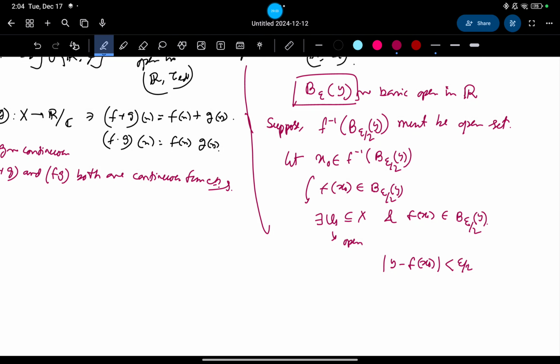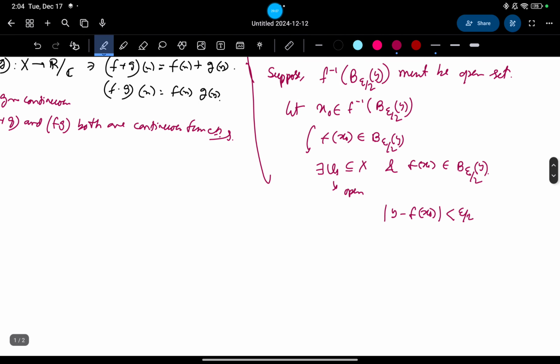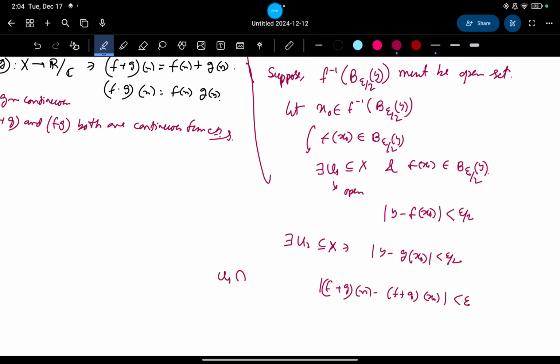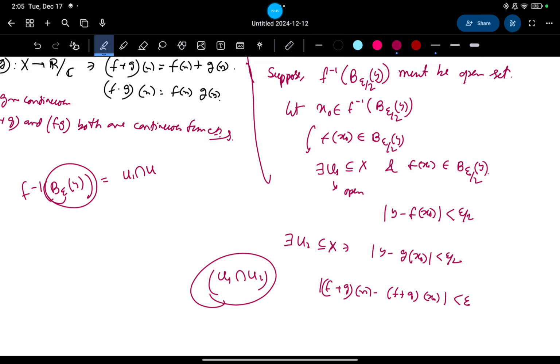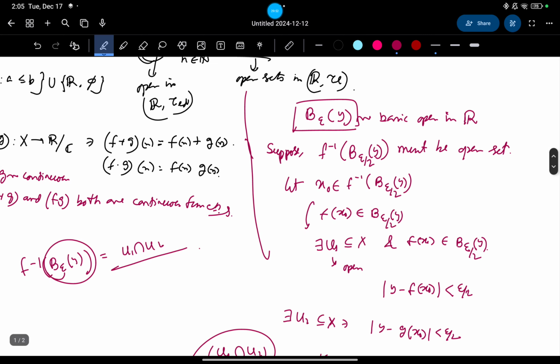Again, there exists some U2 subset of X such that modulus of y minus g of x naught is less than epsilon by 2. So that means we define that f plus g of x minus f plus g of x naught is less than epsilon once you consider U1 intersection U2. So this B epsilon of small y, this particular open ball, is nothing but f inverse of this, which is nothing but U1 intersection U2. Okay, so this is how one can define the open set in case of addition of two functions.